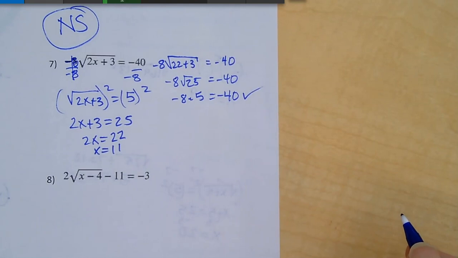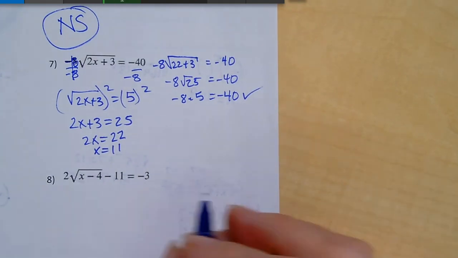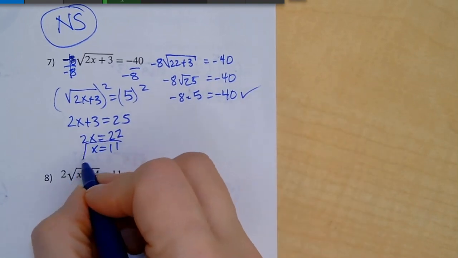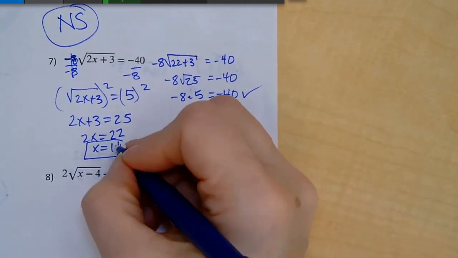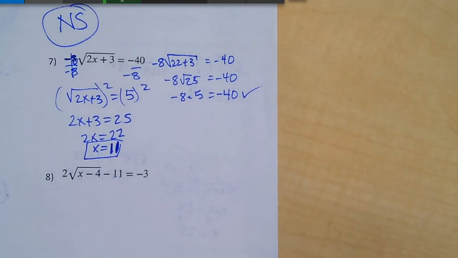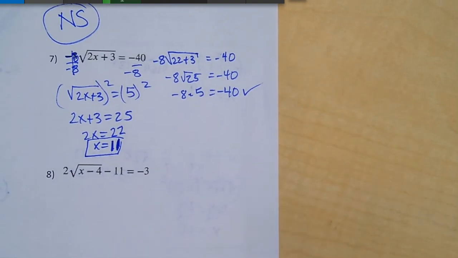So even though my expression equaled a negative number and I was a little worried and skeptical, it turns out everybody's fine and happy. So x equals 11 is the answer here. I didn't have anything extraneous. It made sense. All right.